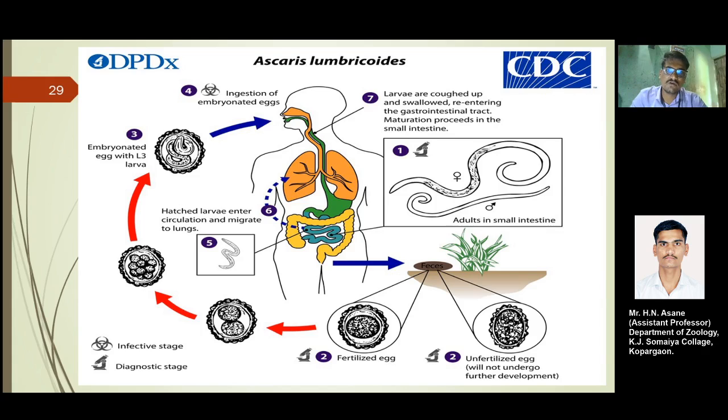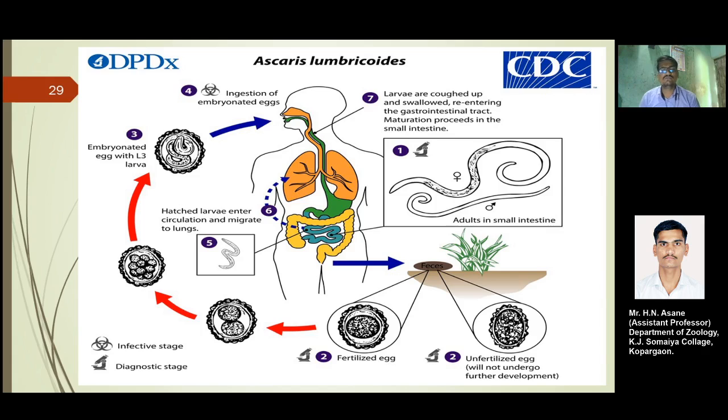The seventh step is that the larvae are coughed up and swallowed and re-enter the gastrointestinal tract. The maturation process happens in the small intestine. After maturation, there will be copulation and fertilization in the intestine itself. Then the eggs are carried out by means of the feces. So here the life cycle is completed.